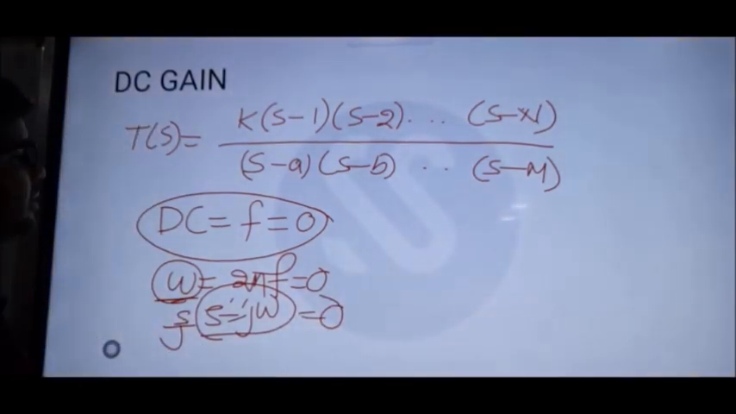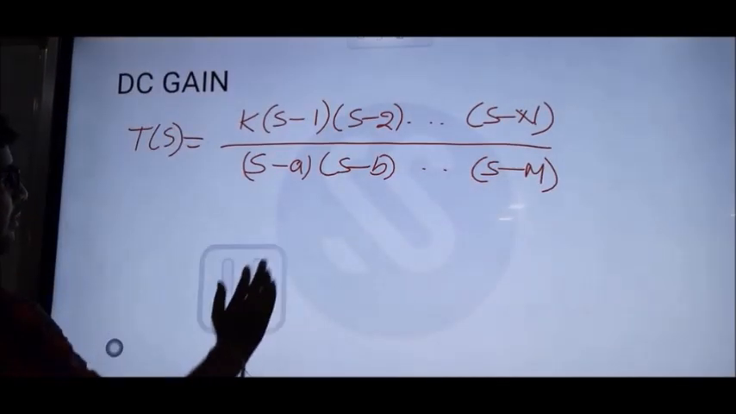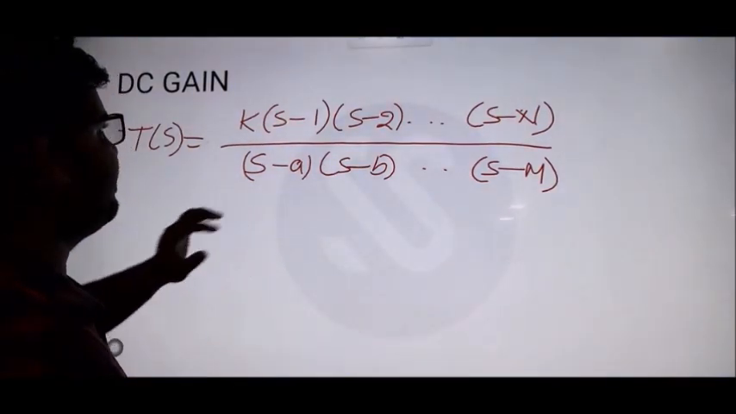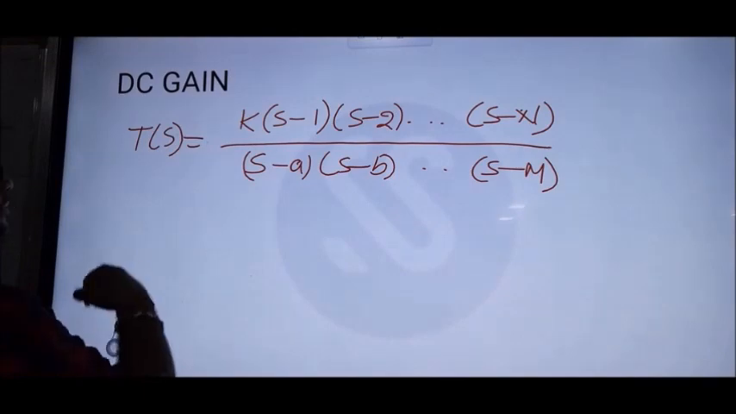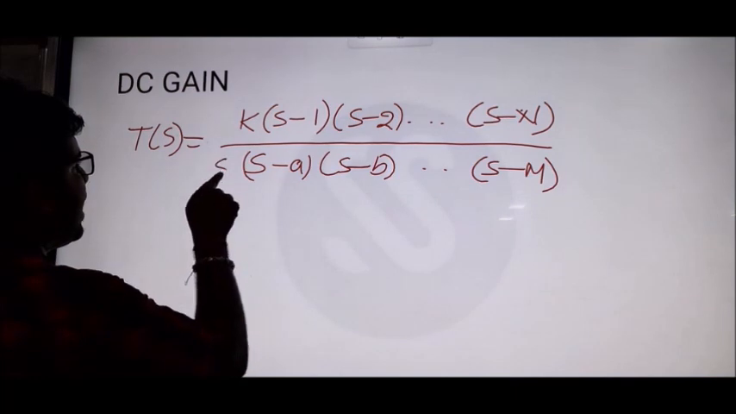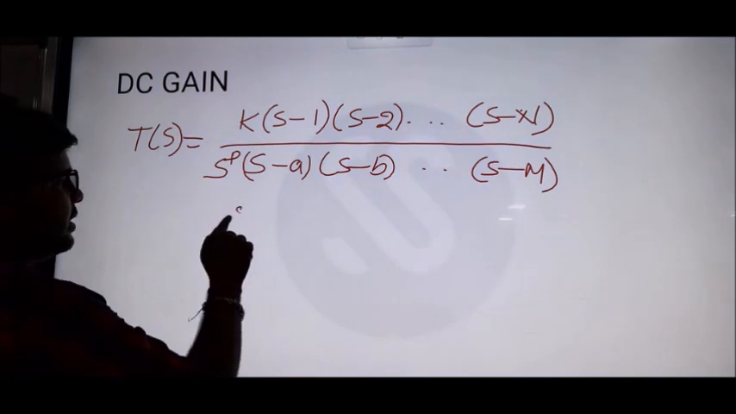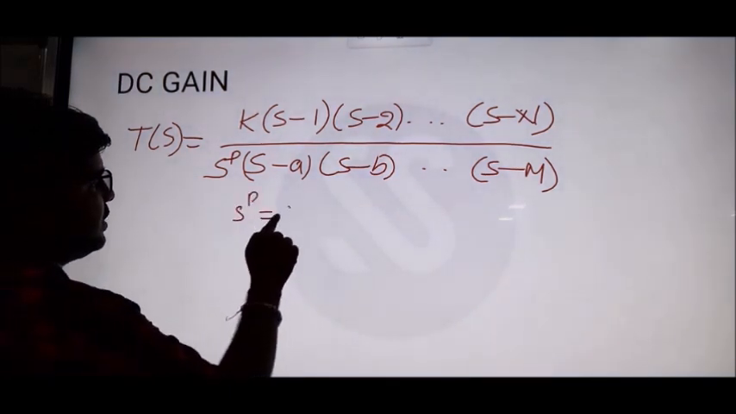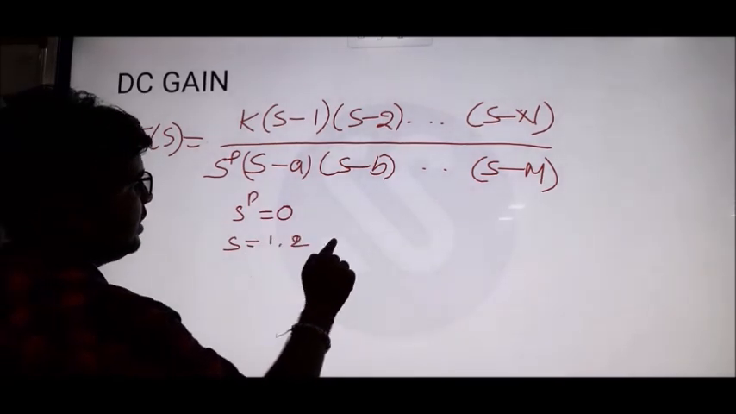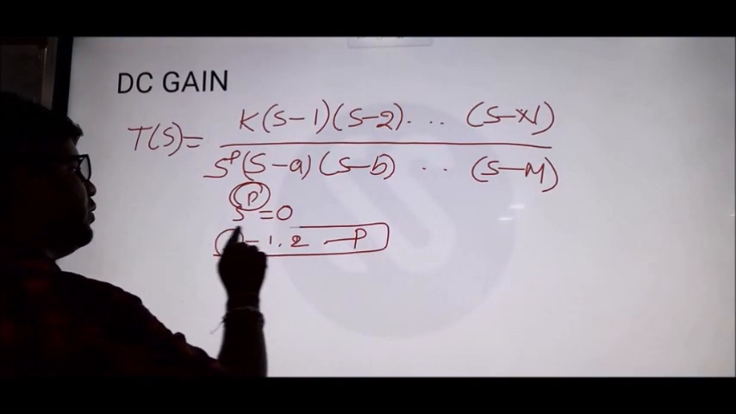Okay, that means whenever you replace all the s values with 0, the remaining value you are getting is the DC gain. But sometimes poles are available at the origin. Let's say I am writing s to the power p. That means when s to the power p equals 0, s becomes 0 repeated p times. So the power is the number of poles at the origin.